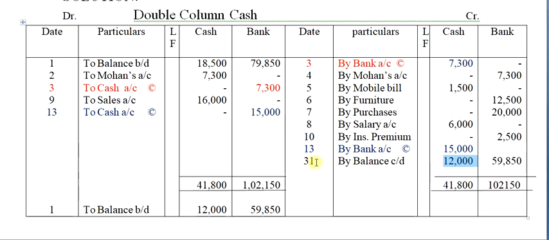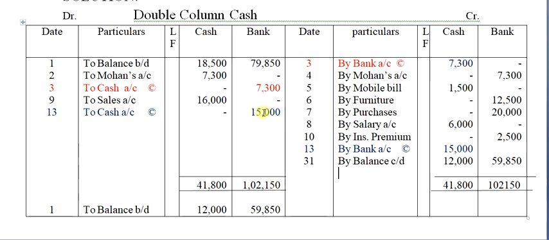The month and year are not given, so you record the last date itself, 31st, we can record it. By balance carried down, only the serial number is given, so you can assume the last date, the 31st. So 12,000 is the closing balance of the cash, my dear students.